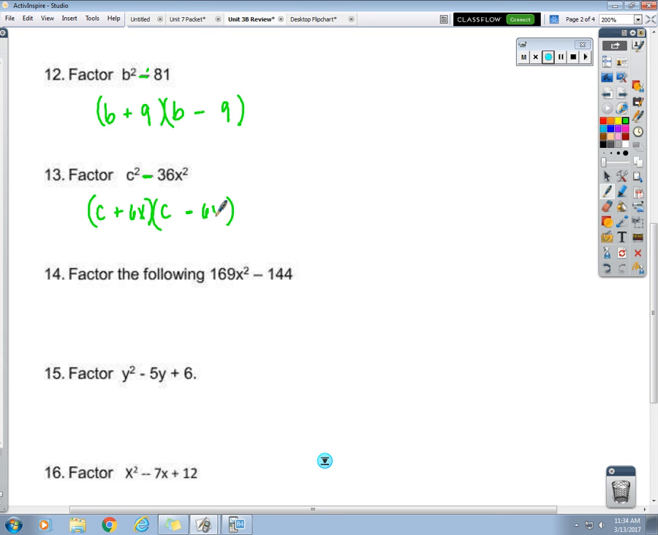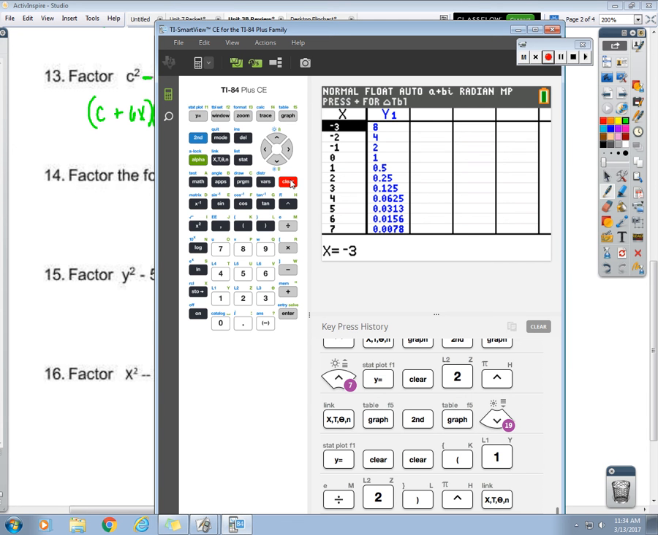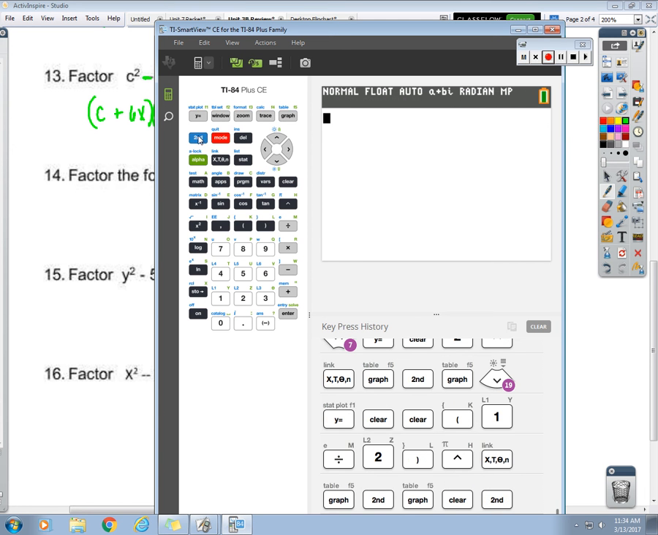Okay, number 14 is also a difference of two squares because each of these terms are perfect squares and they're subtracting them. To get 169x squared, you do what times itself? How can you find out if something's a perfect square if you don't know? Can't you just do the square root of the number?